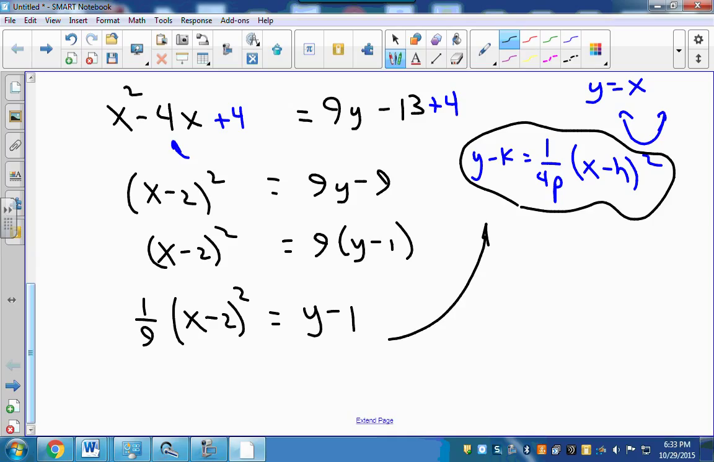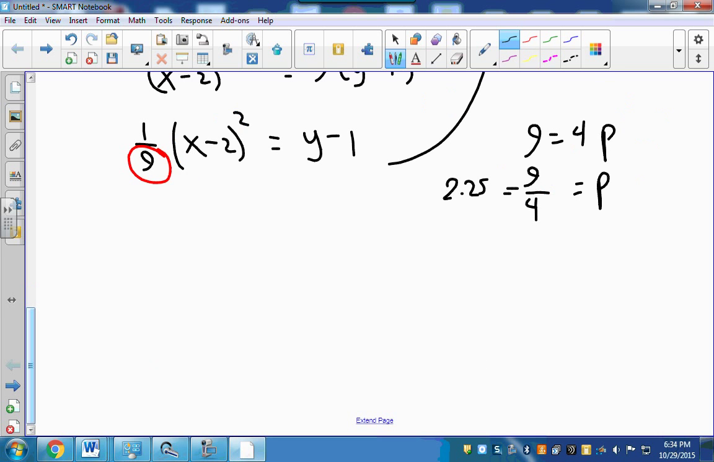It also gives you the focal distance. Now we have to remember that this number right here is the same as this number, focal distance. So if we write 9 is equal to 4p, our focal distance, p, is going to be 9/4, or if you want 2.25. And when we go graphing this thing, here's sort of the quick sketch of the graph.